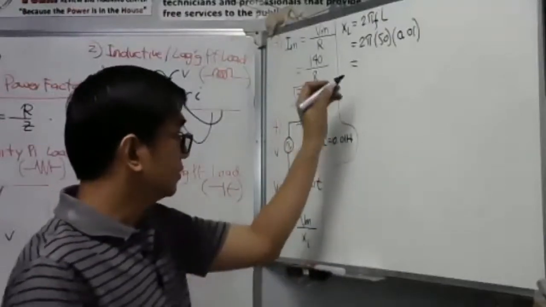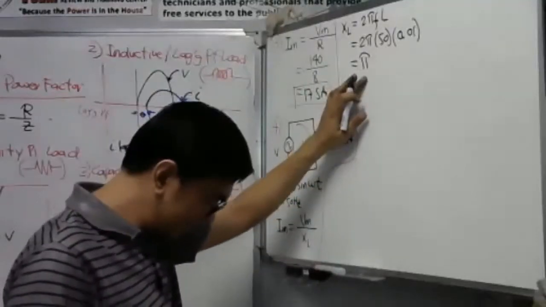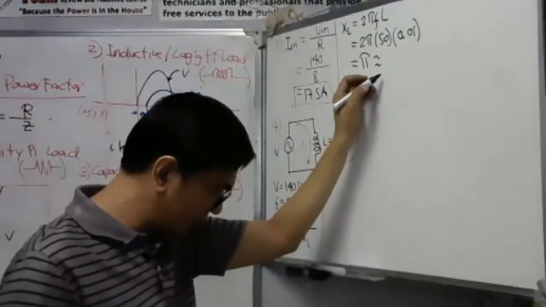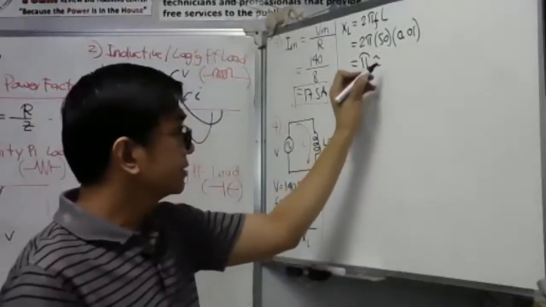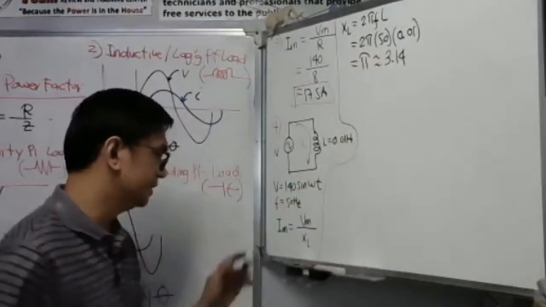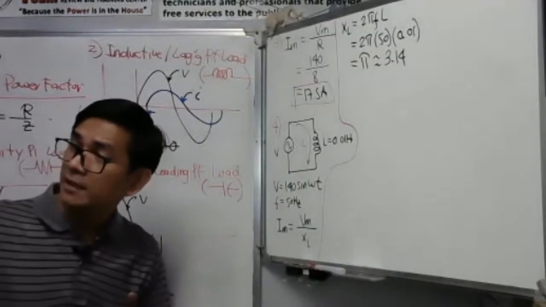Okay? So, actually, in my calculator, that is just pi, no? Of course, approximately, that is equivalent to 3.1416, right? So, we have 3.14. That is our X sub L. Okay? That is our X sub L.